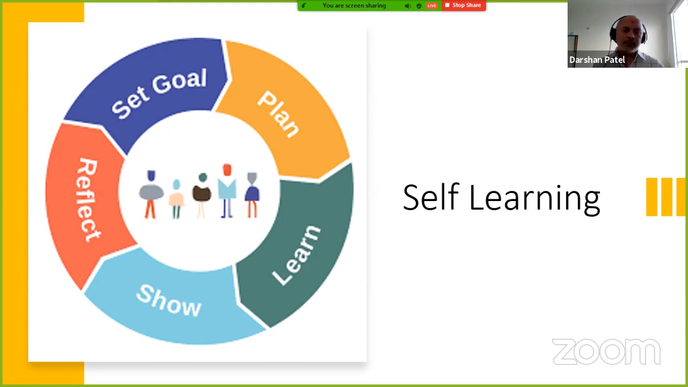Very simple. Every one of us knows: set a goal, prepare a plan, learn, show, reflect. Now show to whom? Show to your teacher? Are you going to have teachers nowadays? Probably after passing college, you will not have a teacher. So to whom to show? To show to the society, to show on LinkedIn.